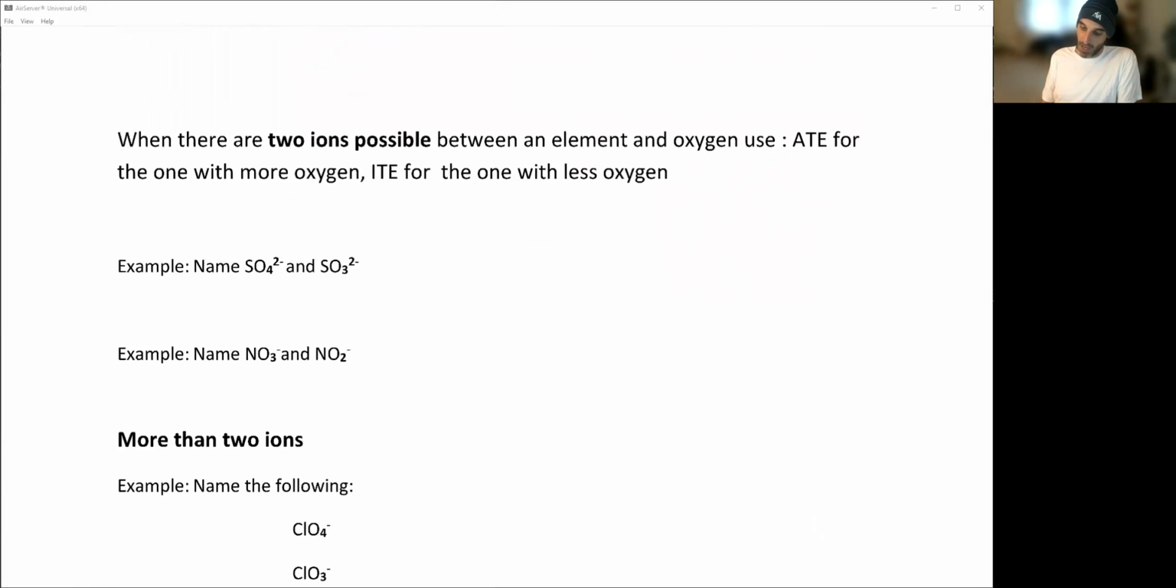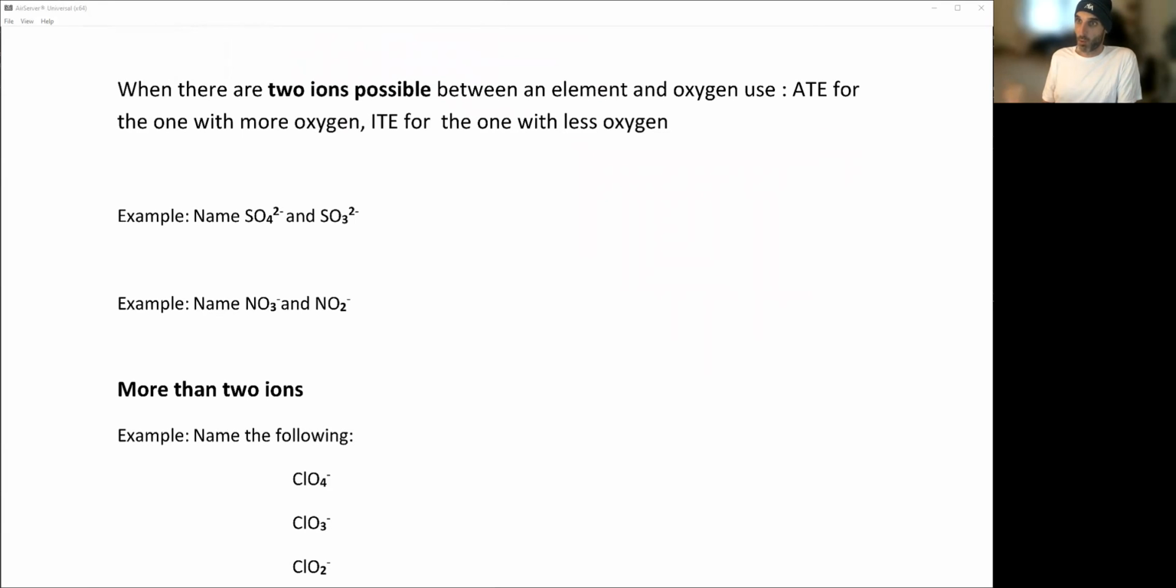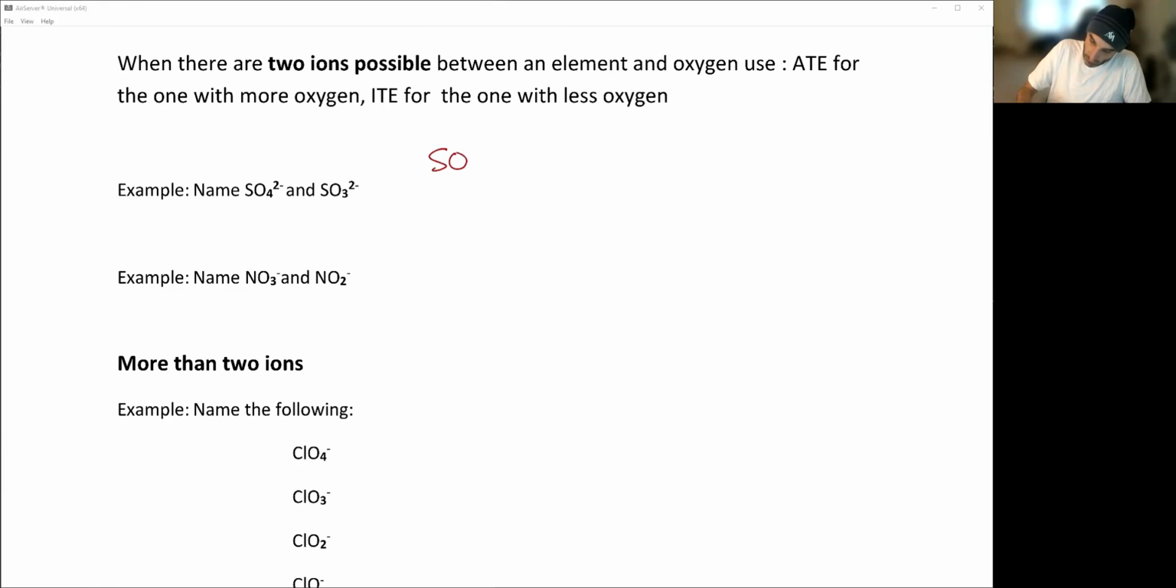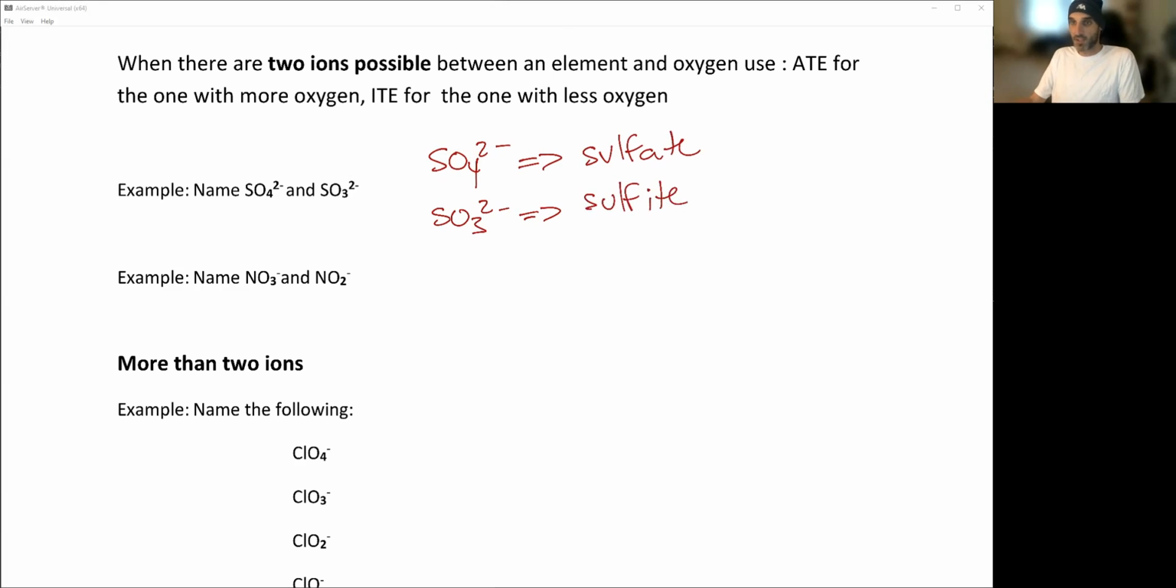When there are 2 possible ions, the one with more oxygens gets the ATE ending and the one with fewer gets the ITE ending. So we have SO4 2- and SO3 2-. Well, the SO4 2- has 1 more oxygen, so the fact that it has more oxygens means it's going to get the ATE ending. We're going to call this sulfate, and the one with fewer oxygens, sulfite. Sulfate and sulfite.